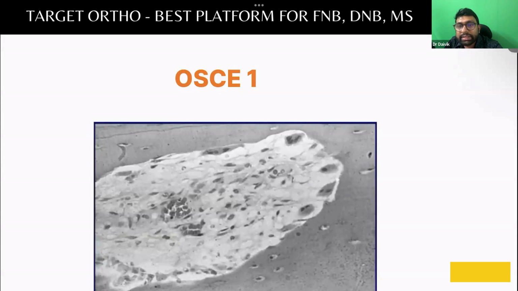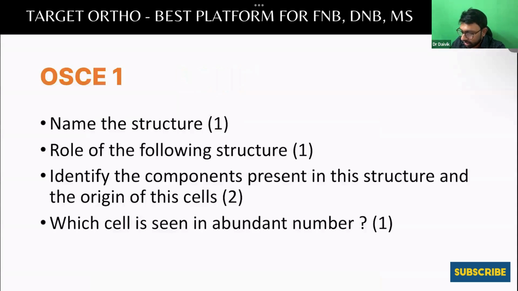The second one is, see, there are 2 types of primary healing. There is gap healing and contact healing. In contact healing also, this plays an important role. Okay, so that is where in primary healing it takes part. So 2 things we've answered. Now, the third question is, identify the components present in the structure and then tell me the origin of those cells. Anyone would like to attempt this question?